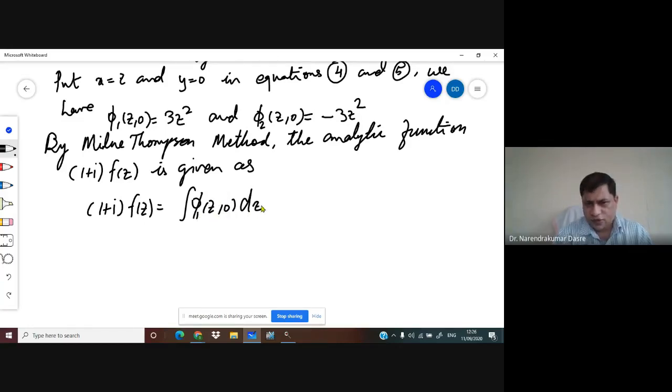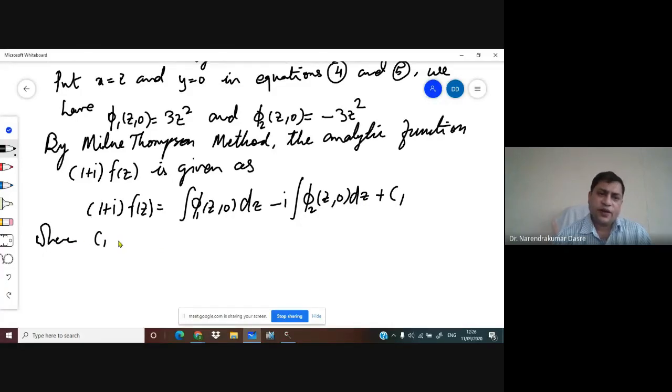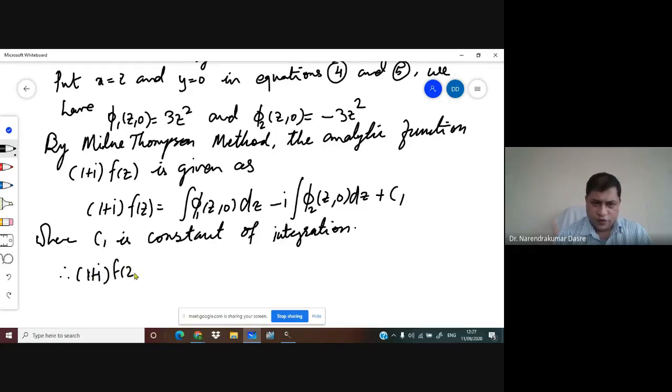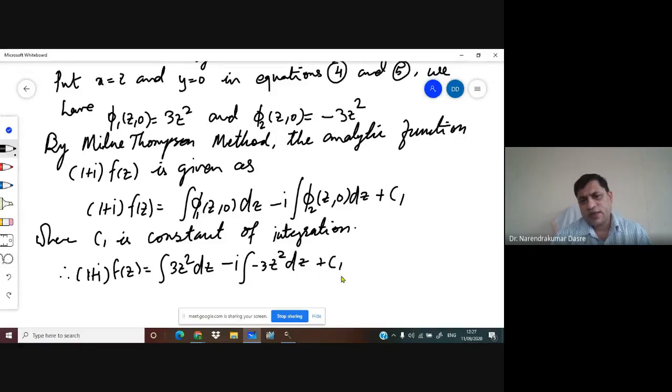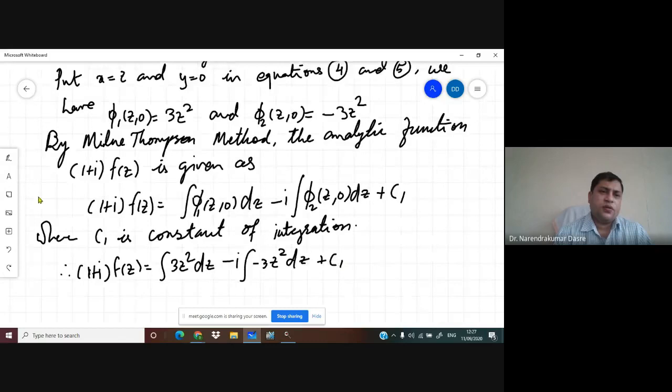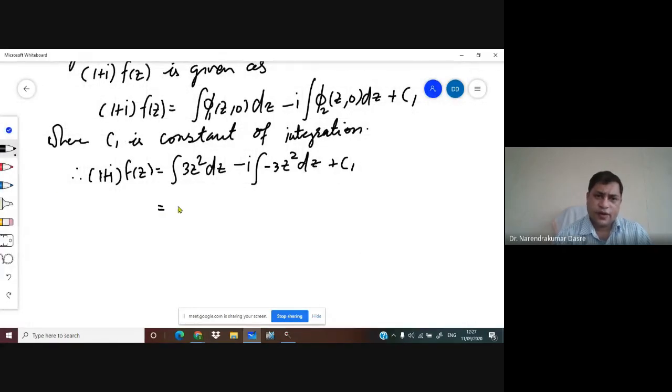So what is the third step? We have putting the value of x equal to z and y equal to 0. So we put x equal to z and y equal to 0 in equations 4 and 5. So what we have here? See, phi 1 at (z, 0) is equal to 3z², and phi 2 at (z, 0) is equal to −3z². So this term will go 0, this term will go 0. So you will be having this is 3z² and this is −3z². So our third step is completed.